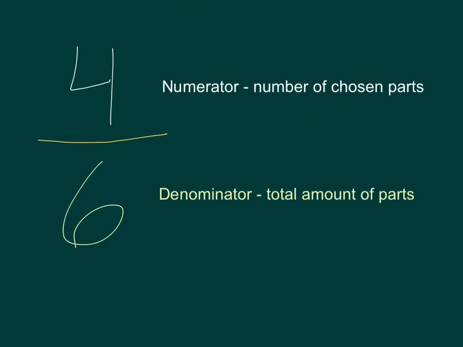So the first thing to know is some vocabulary words associated with fractions. The first one is numerator. That's the number of chosen parts. And the second word is denominator. That's the total amount of parts. So in this, where we have 4/6, that means that something has been broken into 6 parts. That's the total amount of parts. And 4 of them have been chosen or shaded in or taken, eaten, something along those lines.